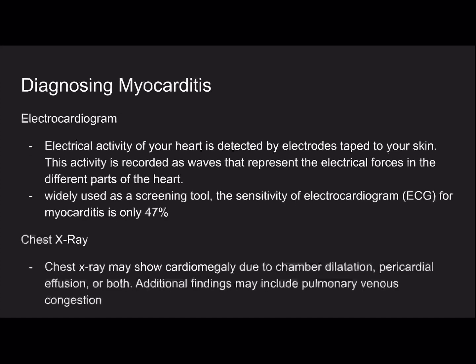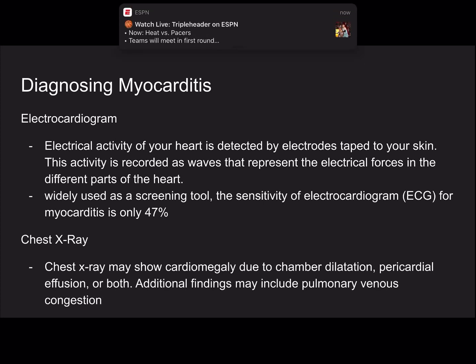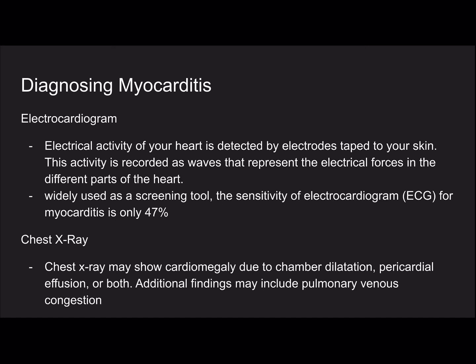And so, diagnosing myocarditis, there are a few common ways that doctors have been doing this over the years. One of the more common ones is the electrocardiogram. An electrocardiogram detects the activity of the heart by putting electrodes on the person's skin, and the activity is recorded as waves that represent the electrical forces in the different parts of the heart. It's one of the most widely used screening tools. The sensitivity of an electrocardiogram for myocarditis is about 47%, so it's not super accurate, but it's accurate enough that doctors use it pretty consistently.